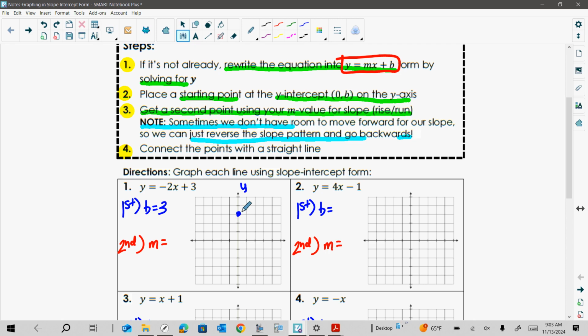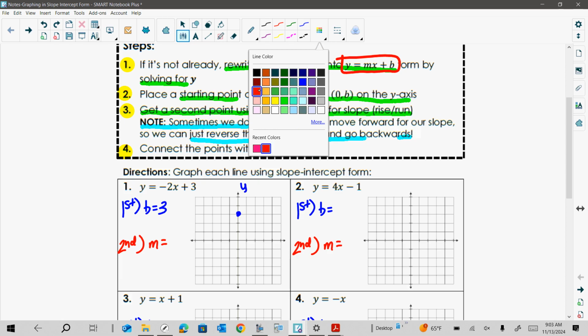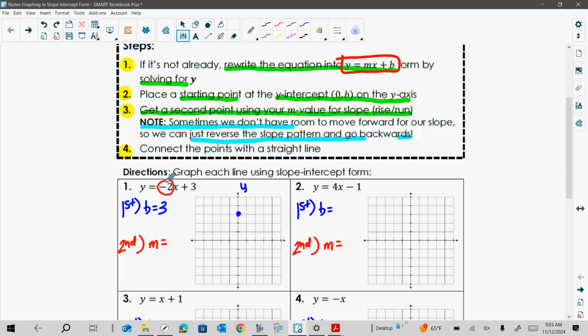Okay, so that's the first point. The second point is from the slope, or how we move is using the slope. So if I look here, my slope is a negative 2. Because our slope, and they wrote it over here, is rise over run, okay? I got to think of this always like a fraction. So that would be negative 2 over 1. If it's a whole number, put it over 1 to convert it into a fraction.